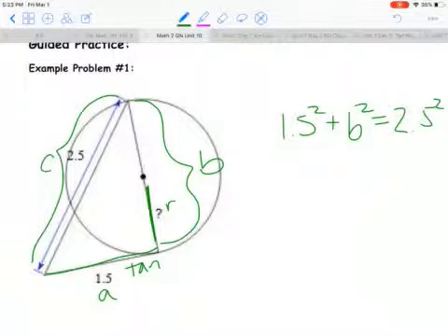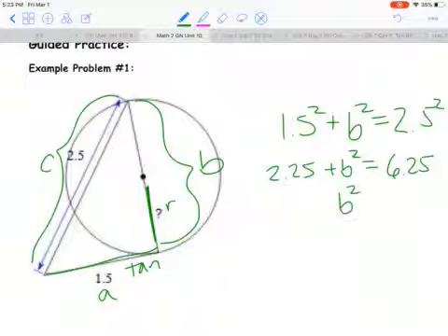When we go through and square those, let's just do that on a calculator really quick. You get 2.25, we get B squared, and we get 6.25. So B squared is 4, which means B is 2. And you can figure that out, square rooting if you need.